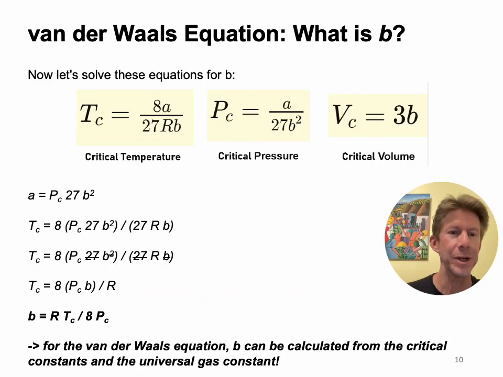And now what I'm going to do is I'm going to take these 2 and show a little bit of the algebra. So I can take this critical pressure equation and solve it for A, plug it into the TC equation, cancel some things out, and I get an expression for B. B is the van der Waals B, and we can calculate it for any material upon which we have the critical temperature and pressure. And the critical temperature and pressure are widely cataloged.